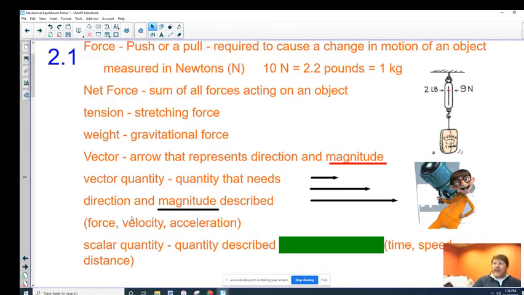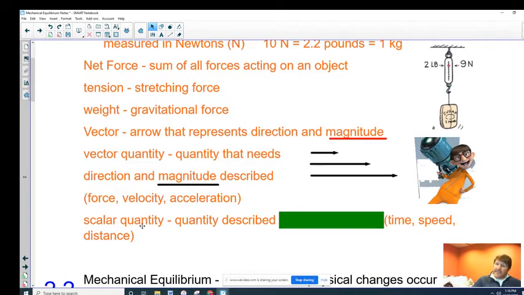Scalar quantities. So a scalar is different from a vector in that it doesn't care about direction. It just cares about the magnitude. So examples would be time, speed, and distance. So if you talk about the time, it took 5 hours. You wouldn't talk about the direction of the 5 hours. It just took 5 hours. We're just talking about the magnitude.